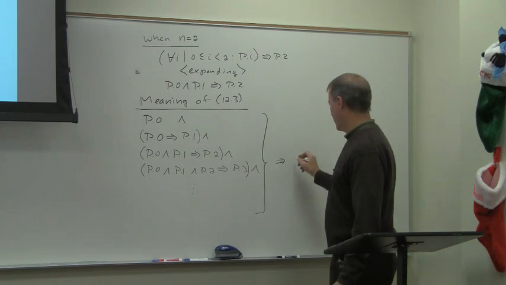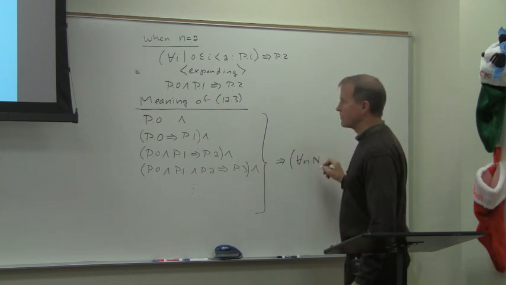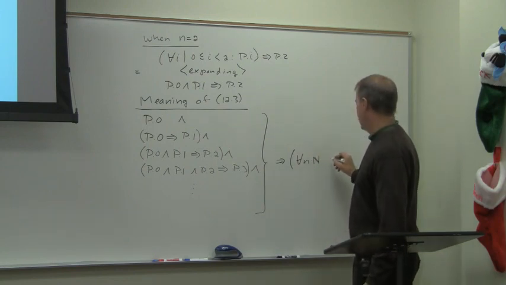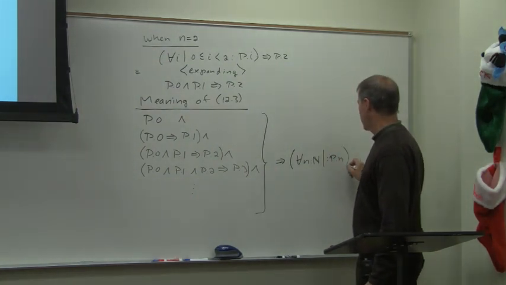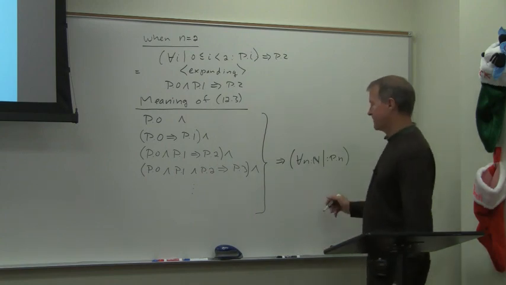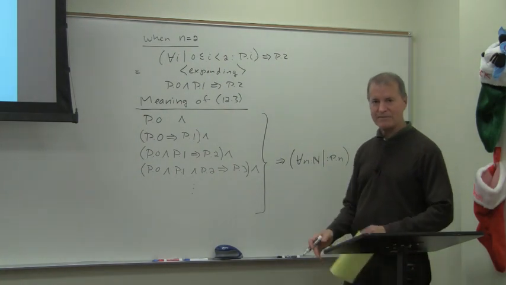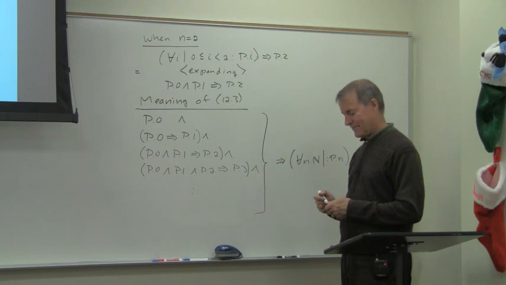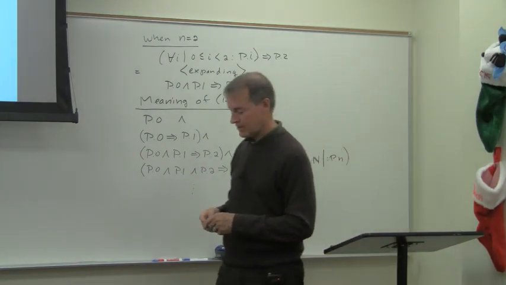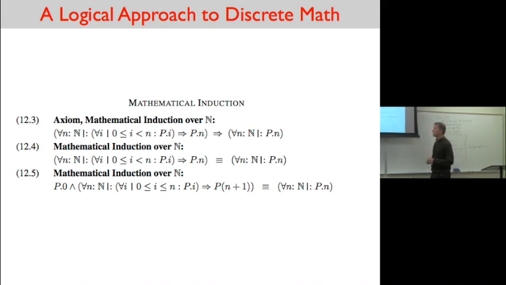For all n in the range true, P.n. This is induction over the natural numbers. In other words, it's true for all n. That's the meaning of 12.3. Now, does everybody see what that is saying? What we did yesterday, I'll come back to that. Now, what's the difference between 12.3 and 12.4?